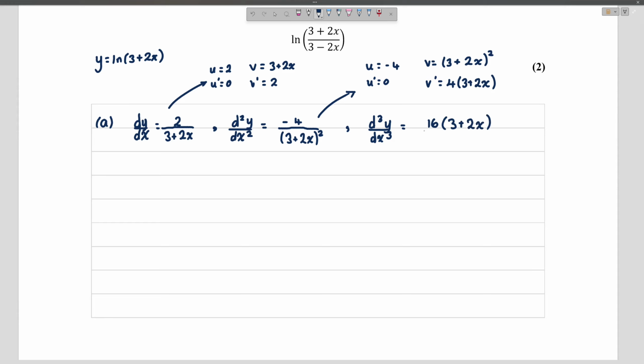Like so. And this here then is all over v squared. So v here is (3 + 2x) all squared. So v squared then is (3 + 2x) all squared, raised to the power of 2. So altogether here then, for my denominator, you get (3 + 2x) to the power of 4. But what I can do here then is simplify this, as the question asks for.